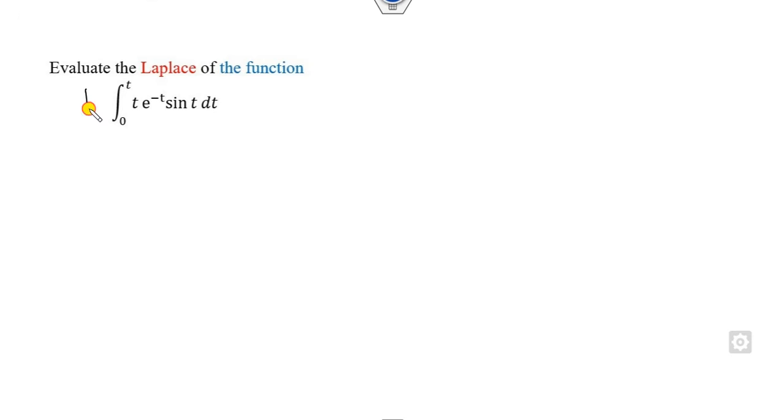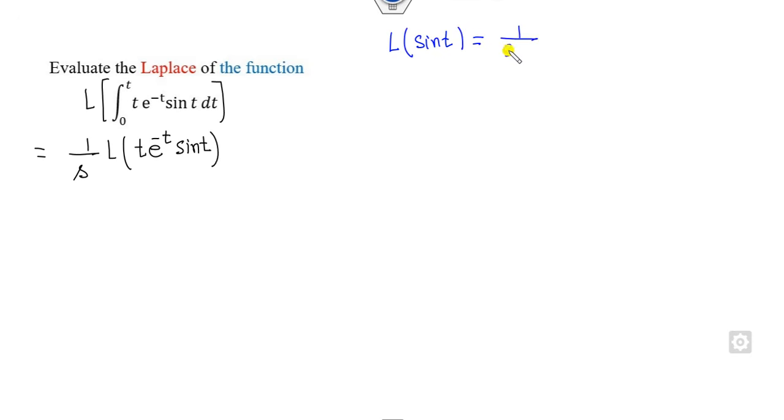Again, your target is to find the Laplace of this. So it will be 1 over s Laplace of t e raised to power minus t sine t. So let's start with this one. I can start with the Laplace of sine t. It is 1 over s square plus 1. This is the first shifting theorem. You can apply the first shifting theorem first, but I will start with sine t. So that is the first derivative with the negative sign of this number.